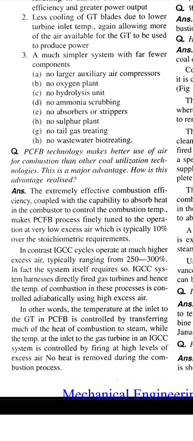IGCC systems use directly fired gas turbines and hence the temperature of combustion in this process is controlled adiabatically using high excess air. In other words, the temperature at the inlet to the GT in PCFB is controlled by transferring much of the heat of combustion to steam, while the temperature at the inlet to the gas turbine in an IGCC system is controlled by firing at high levels of excess air. No heat is removed during the combustion process.